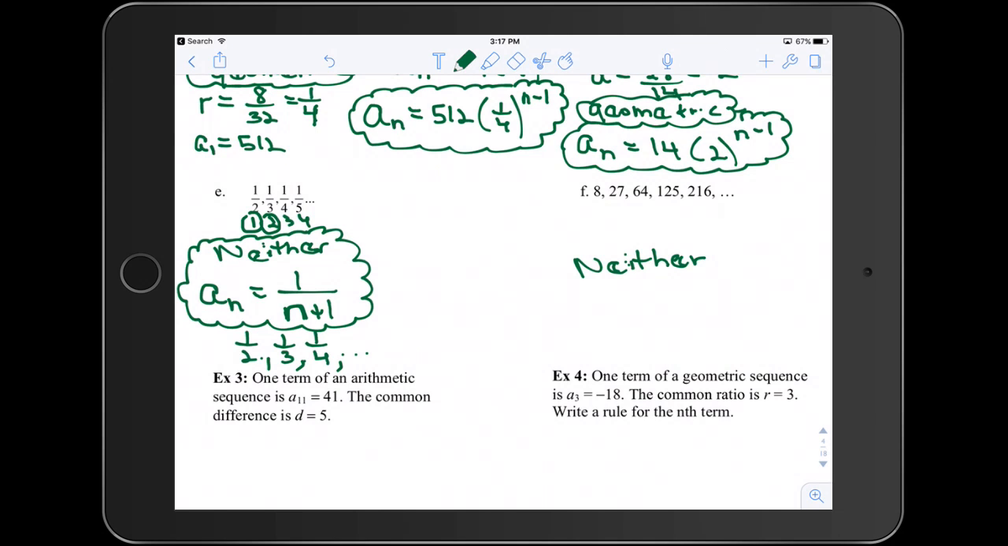So I'm going to put the term number, should I put it below? Yeah, actually I'm going to put it above it. So this is term 1, 2, 3, 4, and so on. Now, something to think about is that if you start thinking about numbers, these look like cubes, they are cubes.